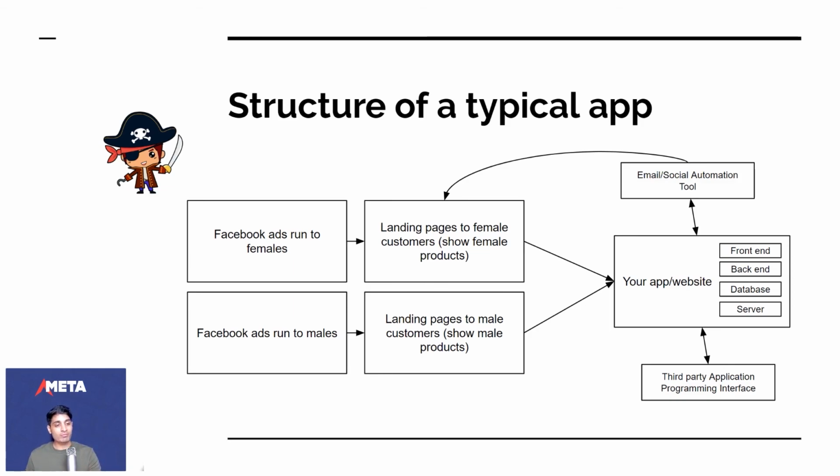And then you have maybe an email or a social automation tool like Mautic to again send people back to the landing page or to retarget at the landing page or back to the ads instead. Right, so all of this is very important. This is a structure of a typical app. We're going to get more granular in the next few episodes, but so far this is about it.